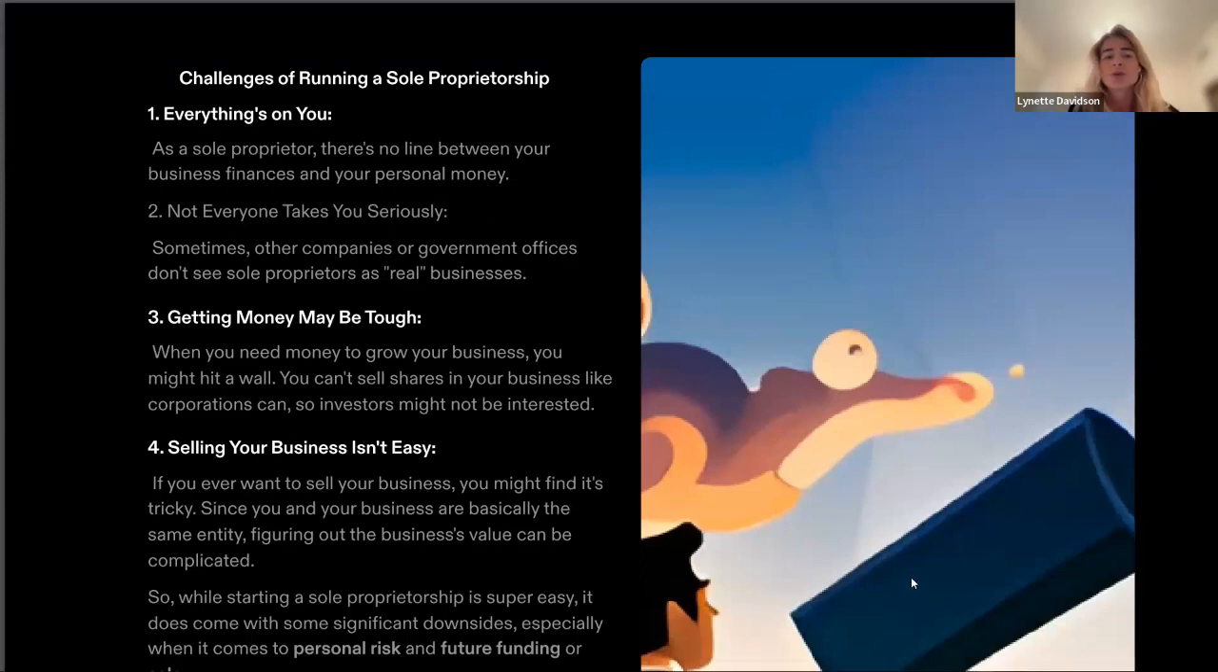Plus, if anything happens to you, like getting seriously sick or passing away, or if you just want to sell for any reason, the business value might be difficult to determine because a lot of the business success might be tied up in your own personal reputation and your own relationships, and those cannot be transferred to a new owner. So while starting a sole proprietorship is very easy, it does come with significant downsides, especially when it comes to personal risk, future funding, and the third one is selling the business.